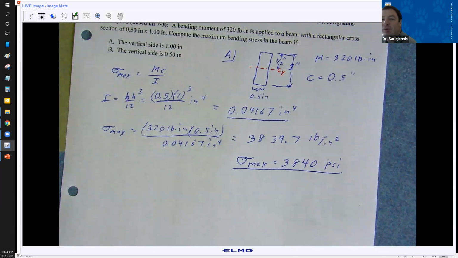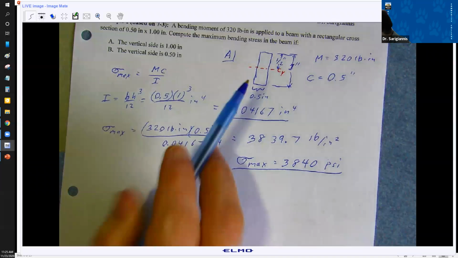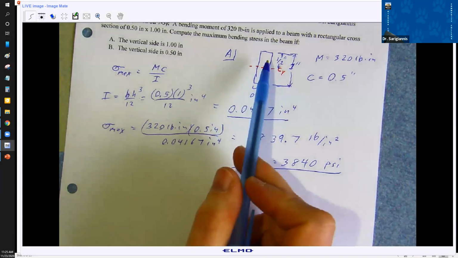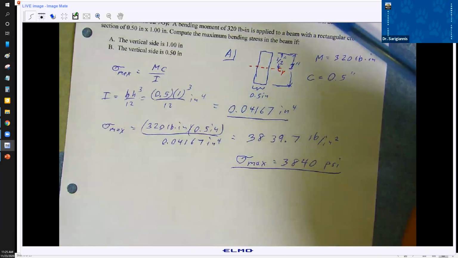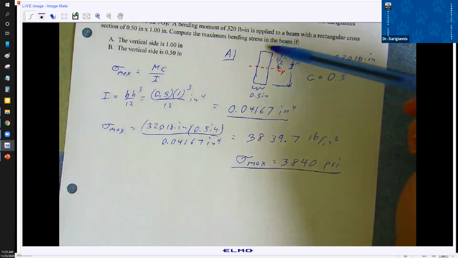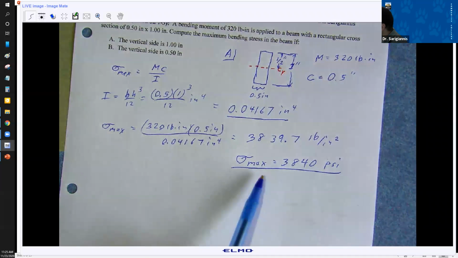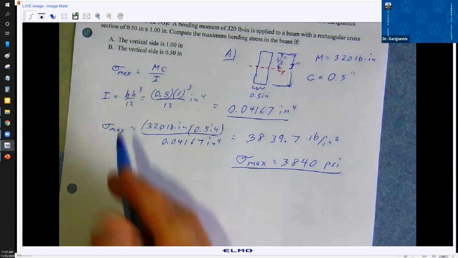So that's the maximum stress in this beam if you orient it in this direction and apply a bending moment of 320 pound-inch. The inherent assumption here is that you've got some load on top, which is applying that moment. So this is part A.